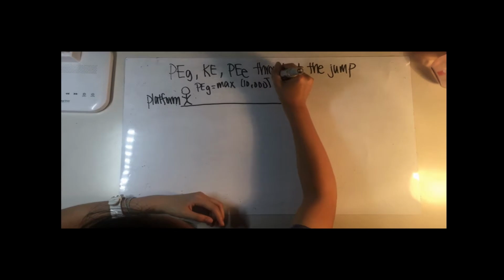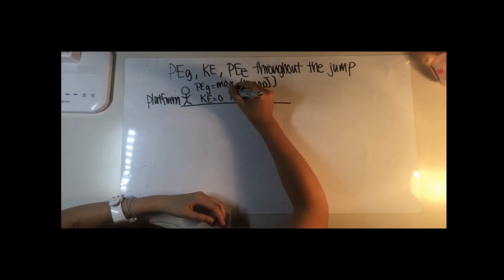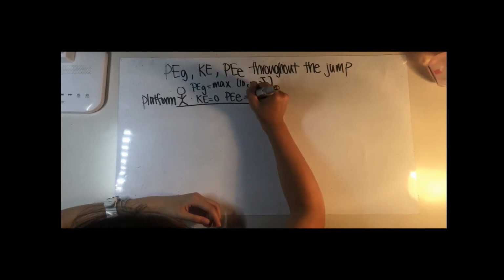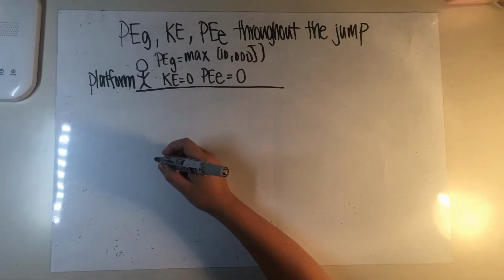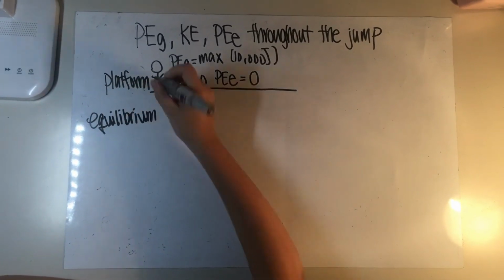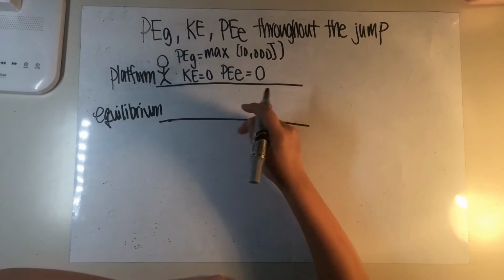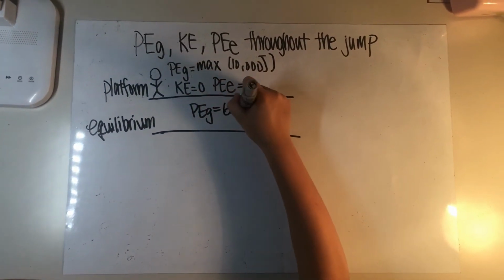Elastic energy is also at 0 because the equation for elastic energy is 1/2 mass times spring constant squared. And since the cord is not stretched, displacement from equilibrium is 0, and therefore elastic energy is also at 0. The equilibrium point is the point where, once passed, the cord begins to stretch.